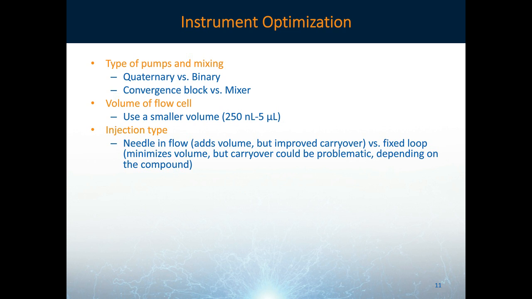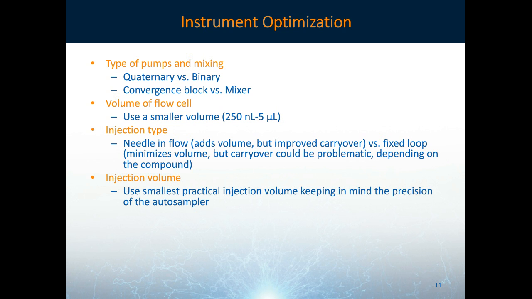The injection type, so if the needle is in flow, that would add volume but improve the carryover, versus a fixed loop, which would minimize the volume, but carryover could be problematic depending on the compound. So you would need to evaluate that on a case-by-case basis. For injection volume, you would use the smallest practical injection volume, keeping in mind the precision of the autosampler. So you don't want to inject too much that would affect your peak shape, and you don't want to inject too little that you would be way out of the precision of your autosampler.